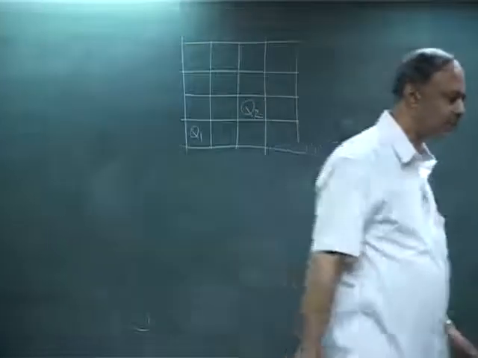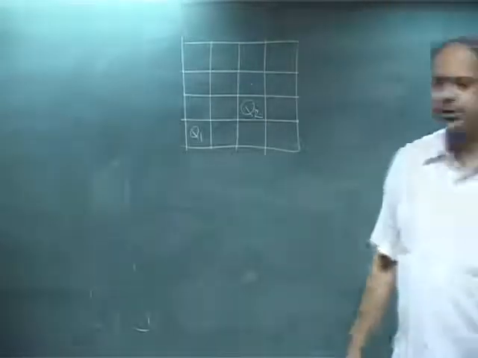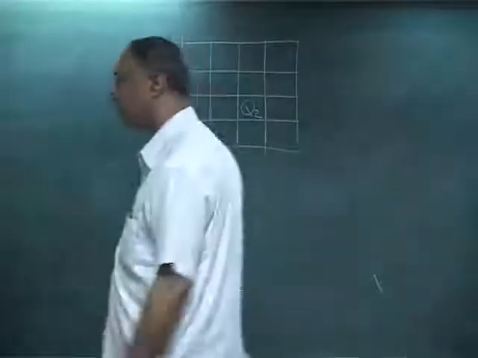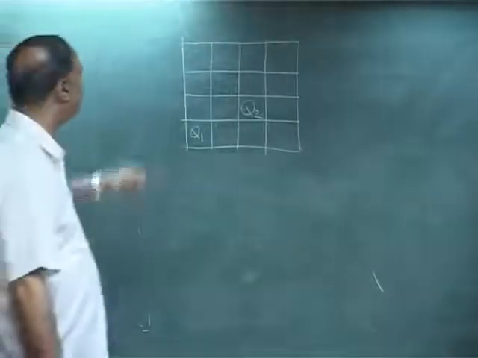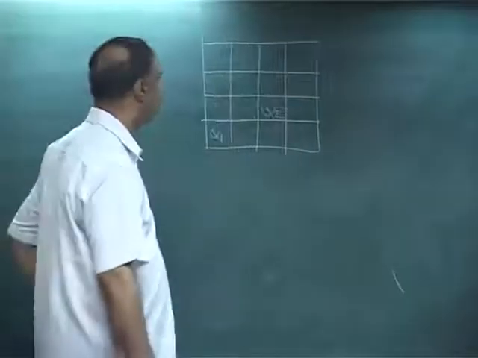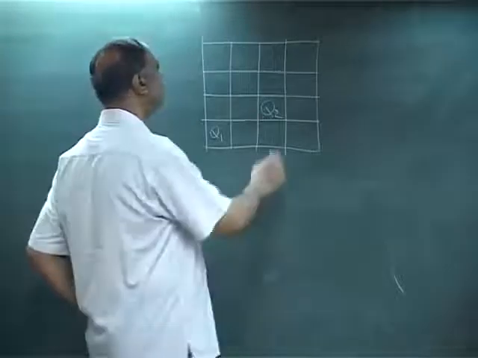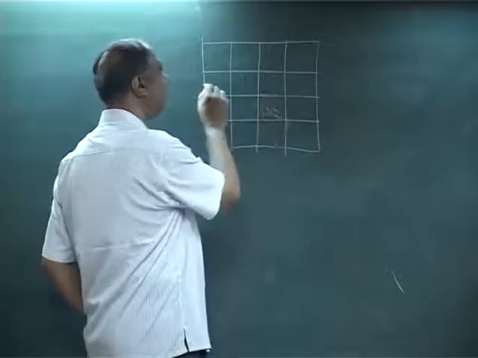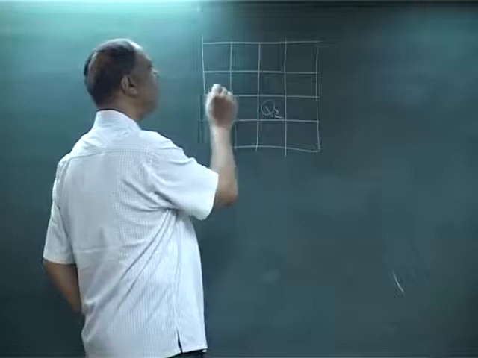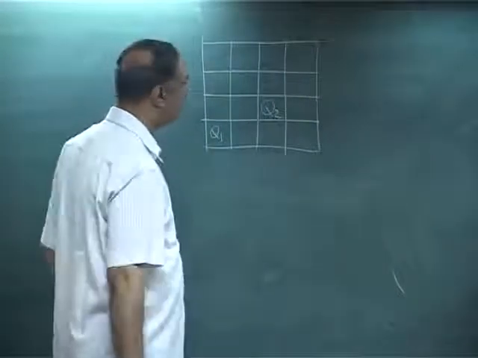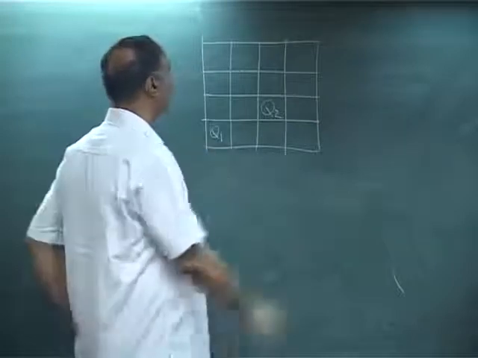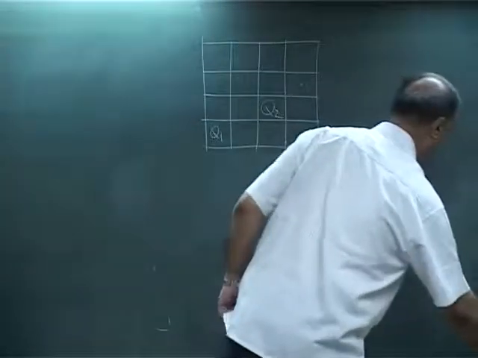To simplify, let us assume that Qi is placed in the ith row. So Q3 should be placed here. Now once I know that Q3's position cannot be this one, this one, this one, or this one, what shall I do? I backtrack. Now I try to change the position of Q2.